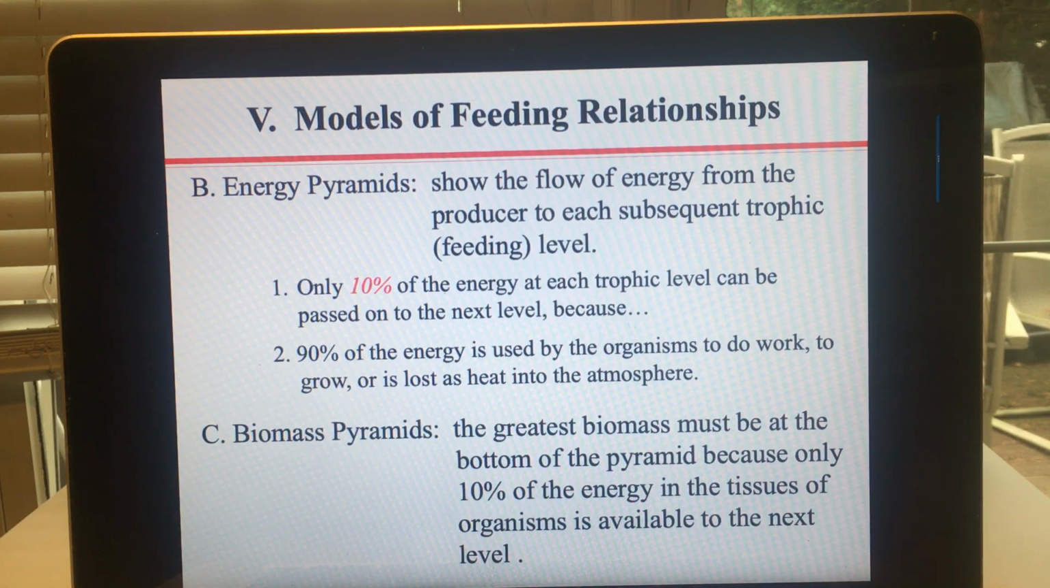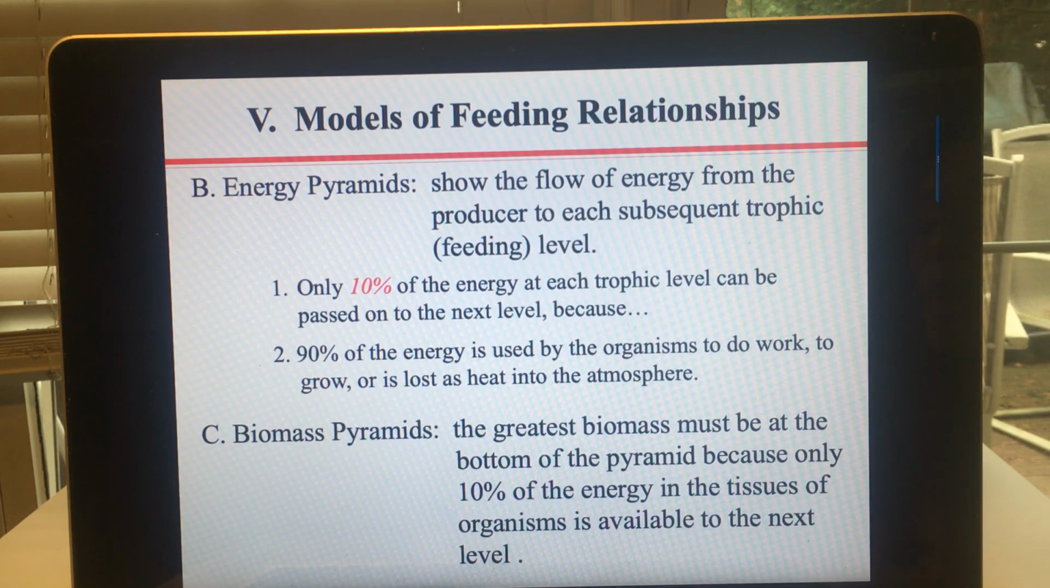So energy pyramids and biomass pyramids often look the same, and I'm going to show you a side-by-side diagram in a minute. But because of the energy lost at each level, the amount of biomass available at each level of the pyramid decreases, because only 10% of the energy is available for the tissues at the next level.